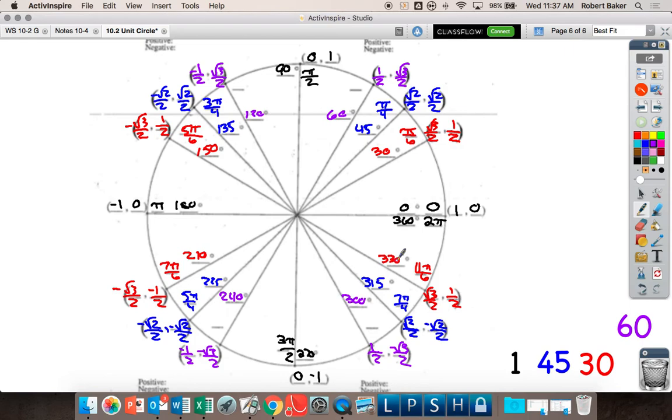Then we count by pi over 6s, still: 1 pi over 6, 2 pi over 6, which is really pi over 3. So 1 pi over 6, 2 pi over 6, 3 pi over 6, 4 pi over 6, which is really 2 pi over 3. 4 pi over 6, 5 pi over 6, 6 pi over 6, 7 pi over 6, 8 pi over 6, which is 4 pi over 3, 9 pi over 6, 10 pi over 6, which is 5 pi over 3.